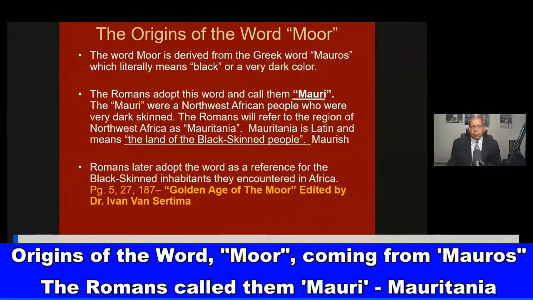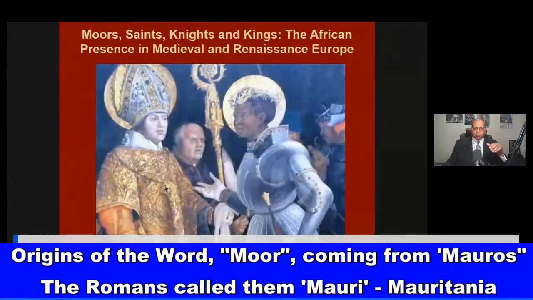You'll also see the term Moorish. Now, the Romans would later adopt the word as a reference for the black-skinned inhabitants they encountered in Africa. Golden Age of the Moor, edited by Dr. Ivan Van Sertima, is another book that we use in the class. And if you look at pages 527 and 187, you'll see references for that information.